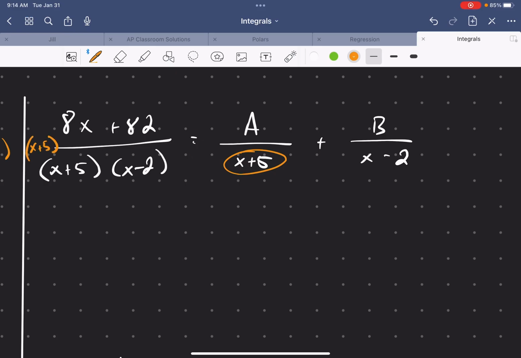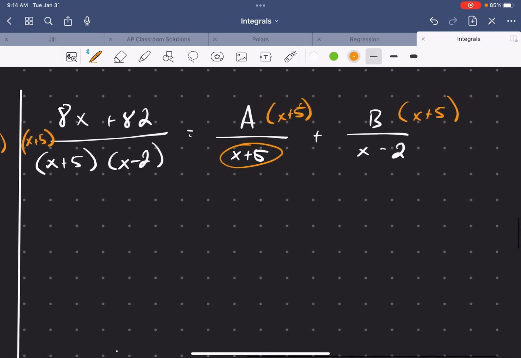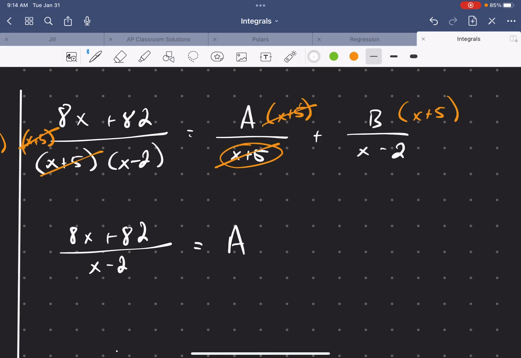So I'm multiplying the left side times x plus 5. I'm multiplying the a term times x plus 5. And I'm multiplying the b term times x plus 5. When I do that, the x plus 5 is going to reduce with the x plus 5 there, and it'll actually cancel with the x plus 5 there. So we're left with 8x plus 82 divided by x minus 2. And then the middle term, the a, is now just by itself. And then we have plus b times x plus 5 over x minus 2.